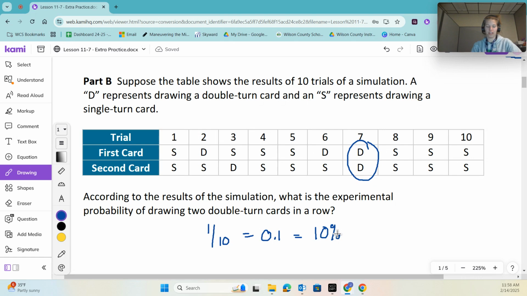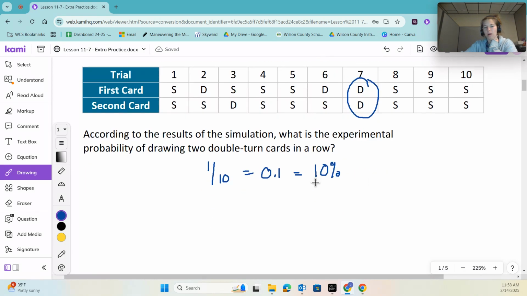Now, actually, 2/9 is 0.22 or 22%. So theoretically, you'd get it 22%, but we only got it 10% of the time. That's the difference between theoretical and experimental probability.